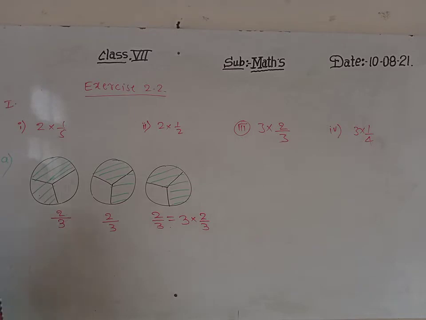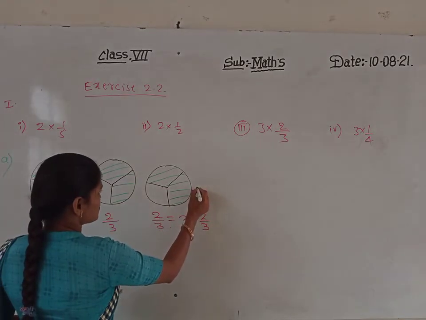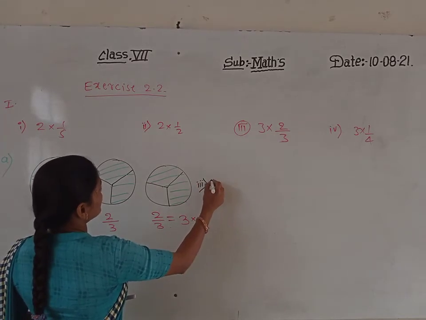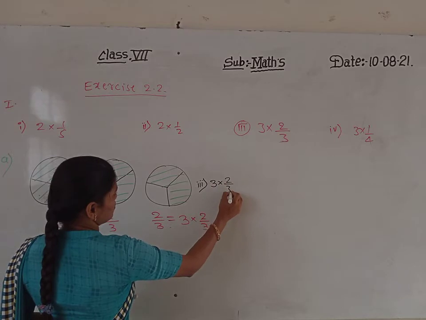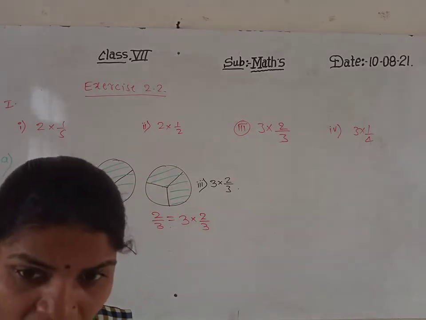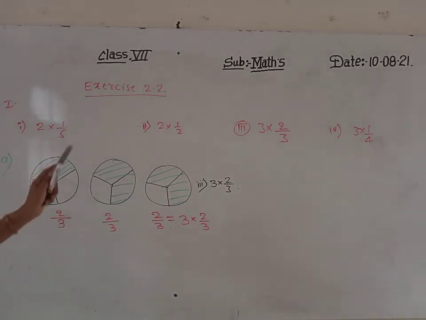Yeah, it is the third. So this first picture matches the third fraction. Which one is it? Third fraction, 3 into 2 by 3. So in this way we have to draw the picture and write the fraction for each diagram. Then you have to match them. Match the following, it is like a matching.